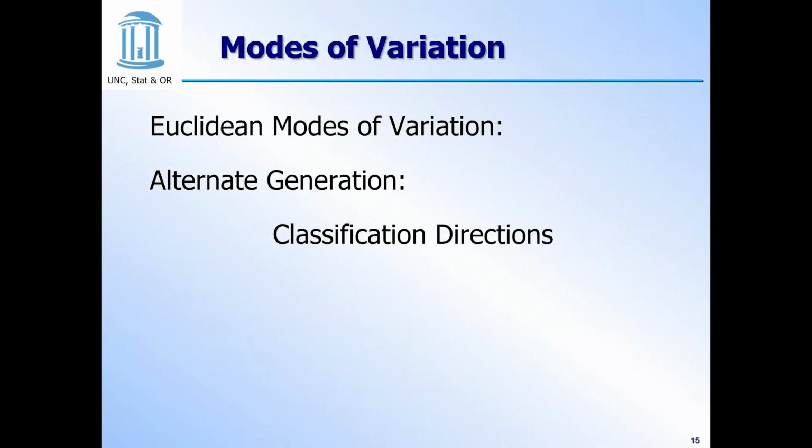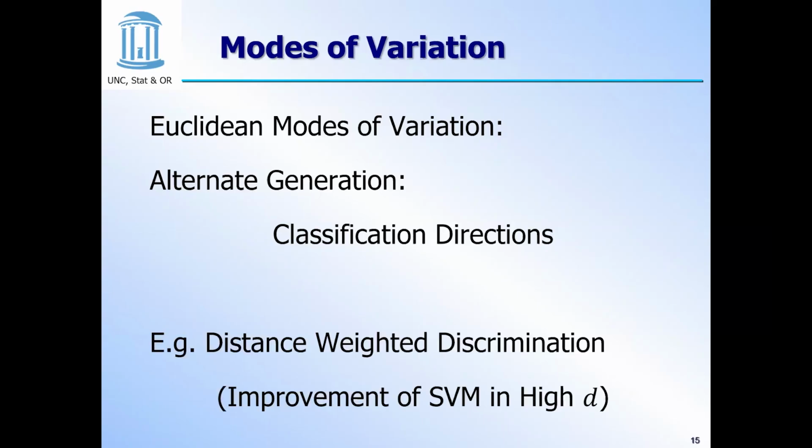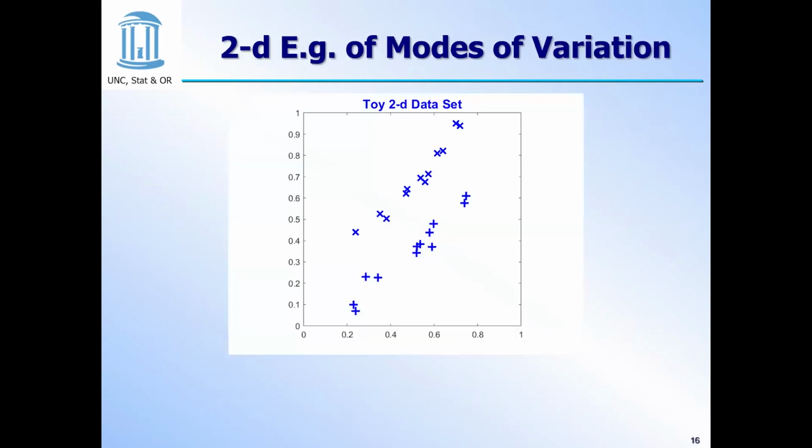If maybe you have a couple of different classes, you could think classification here. You could think about a mode of variation that separates your classes. One I like for this is called distance-weighted discrimination. I could go into a talk on this, but I'm just going to remark it's an improvement of the support vector machine in high dimensions.